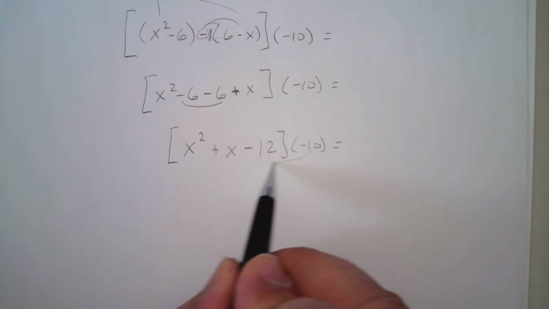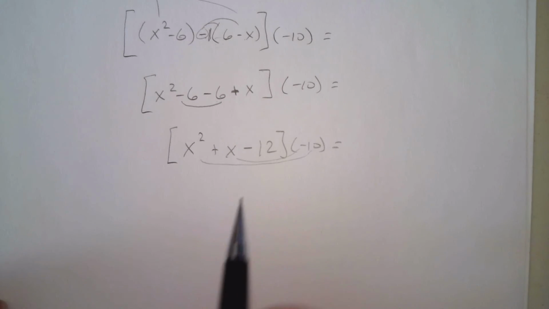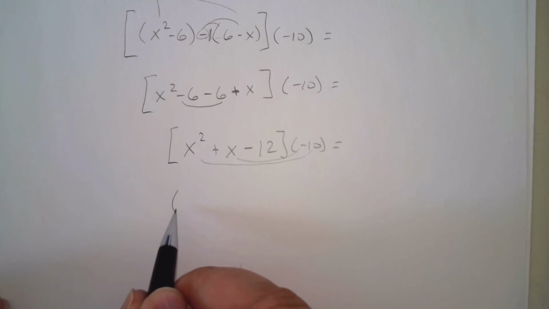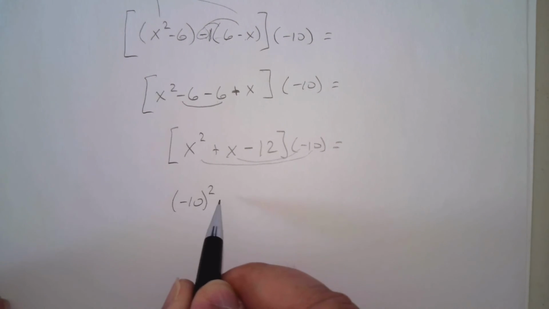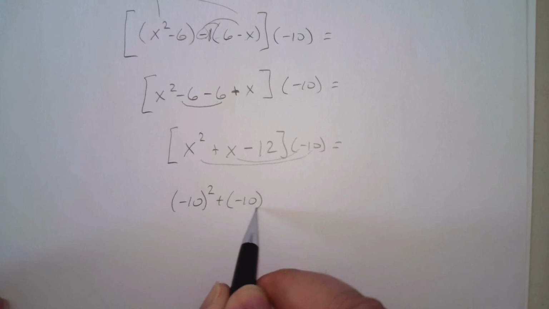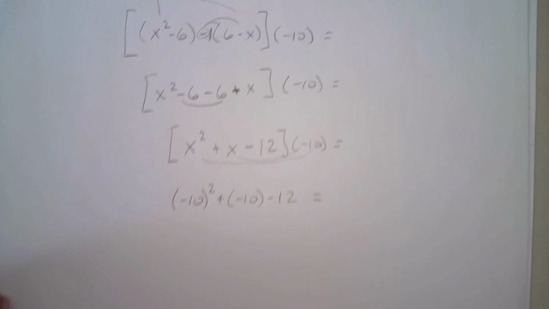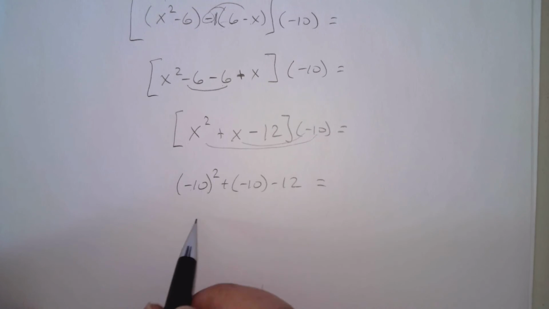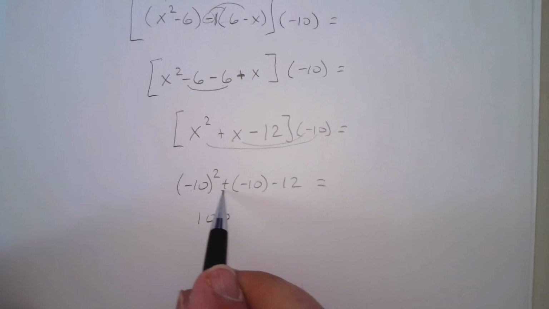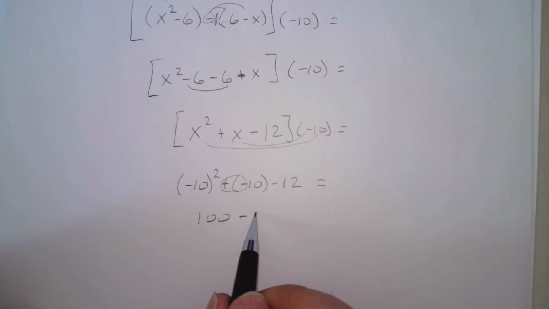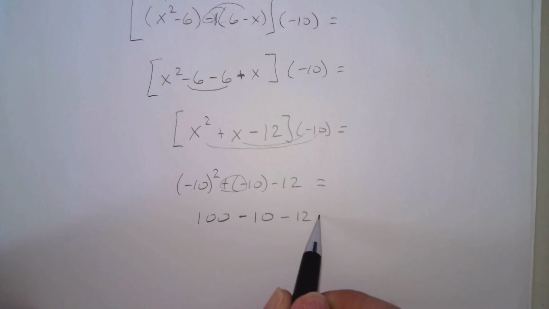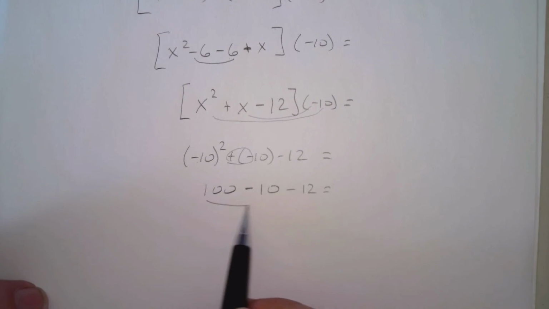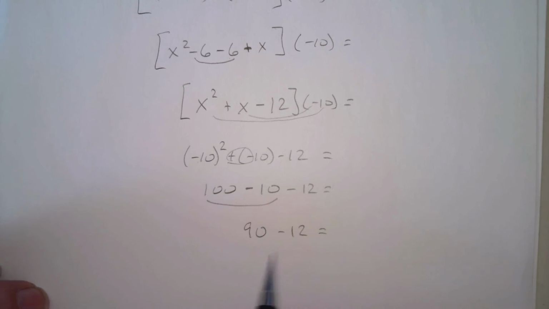Put negative 10 anywhere you see an x, so negative 10 squared plus negative 10 minus 12. Negative 10 squared is 100. Positive and negative is a negative 10. 100 minus 10 is 90. 90 minus 12 is 78.